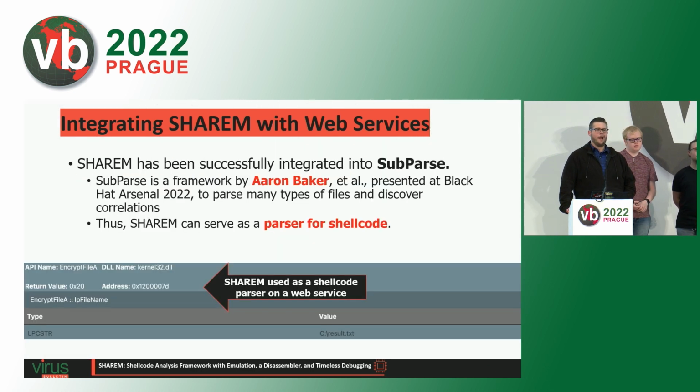At Black Hat Arsenal 2022, Aaron Baker presented subparse, which parses many different types of files, and he actually used SHAREM. We worked with him, and he used SHAREM as the shellcode parser. He didn't talk about SHAREM or shellcode, it was about other things, but SHAREM was kind of a hidden feature there, and he was able to display that JSON output in his own fashion, which you can see down below. That's not SHAREM output, that is subparse output utilizing SHAREM.